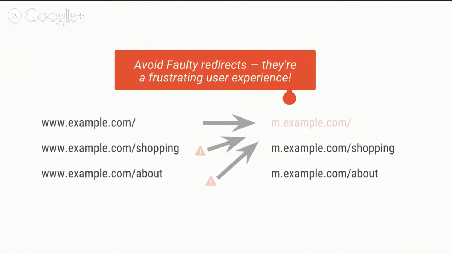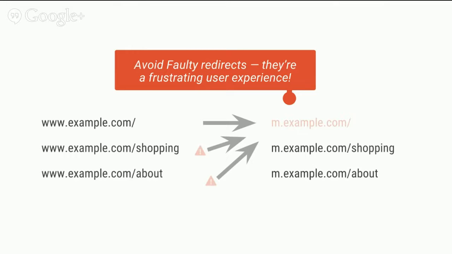Now, the other thing you have to watch out for is avoiding faulty redirects, because they're supremely frustrating for users. And you've probably encountered this, where you go to, let's say, an example website. You land on the shopping page of it through search results. You go to that page, you land on it, and then it redirects you to a mobile version, but not the mobile version of the shopping page, but the mobile version of the landing page. So you wanted to actually go see the product catalog, instead you landed on the main page.